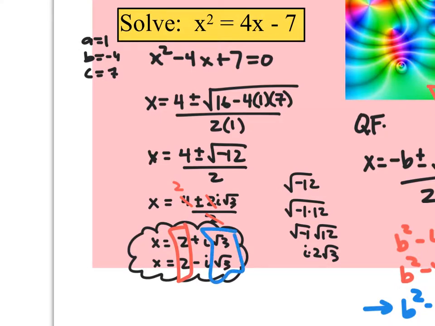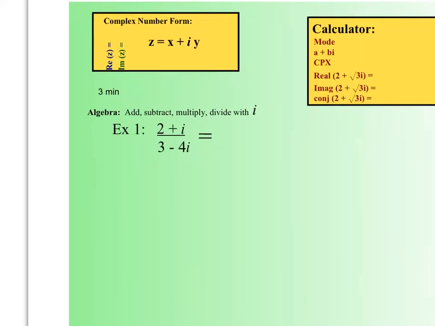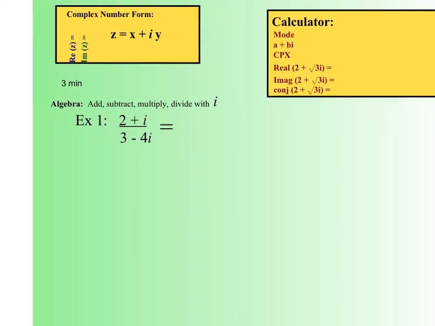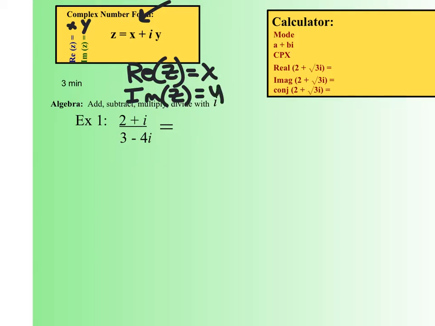All right, let's do another problem here. The real portion in this form, of course, we already looked at, is x, and the imaginary portion is y. This is just math language for what is the real portion of the complex number z. It's x, right? And the imaginary portion of that same complex number is y.